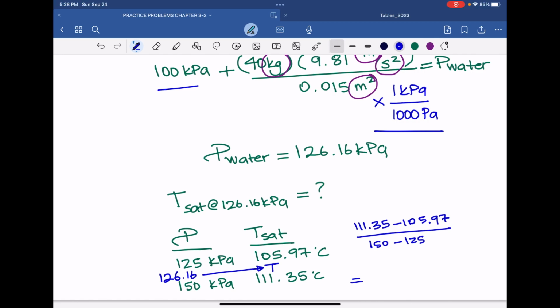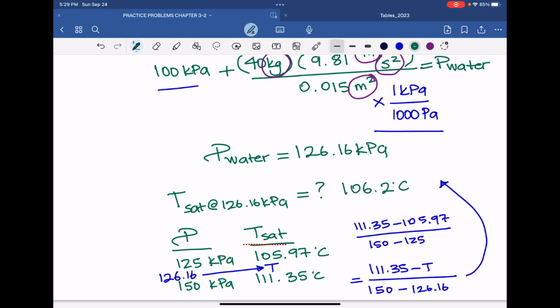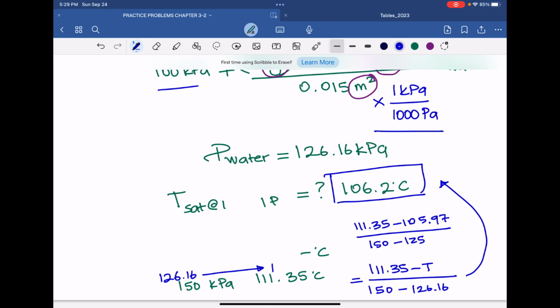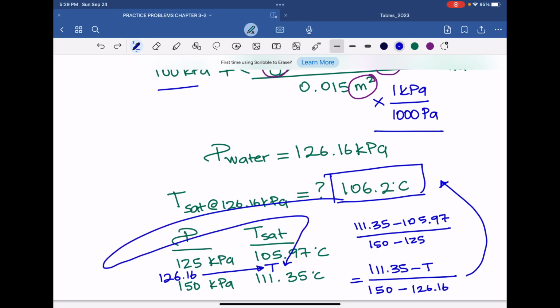This should be equal to, and if you solve this relation, you should find temperature to be 106.2 degrees Celsius. And let's check if it's in between these numbers. Yes, it is in between those numbers, so it's correct.